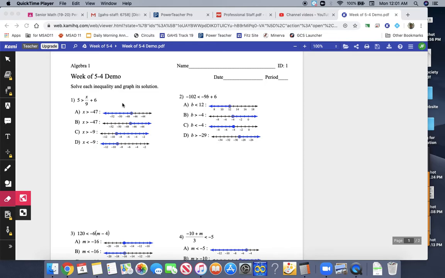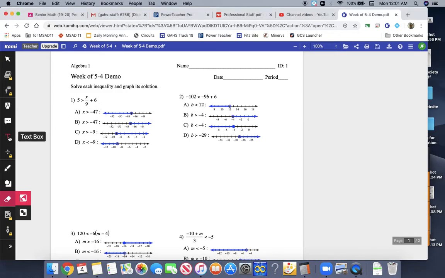Fitz, and you're going to notice this week that the problems got a little bit more involved. We are still going to be graphing inequalities, but this time there's going to be some numbers around x that you have to get rid of. It's not going to be by itself. The good news is we don't have to do a ton of steps here to get it by itself. We have a plus 6 we have to get rid of and a divided by 9.